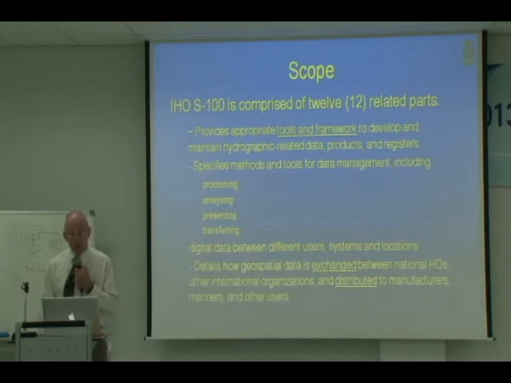Now, included in the standard then are details about how this information is exchanged. And many of you may recall that S-57 was supposed to be what? An exchange standard. The reality was it became really more of a product specification for ENCs. So how the data then is exchanged between national HOs is one thing, or between other international organizations, distributed to manufacturers. In this particular case, for S-101, it would be ECDIS manufacturers, used by mariners and other users. So all of this then is contained collectively in the 12 related parts.